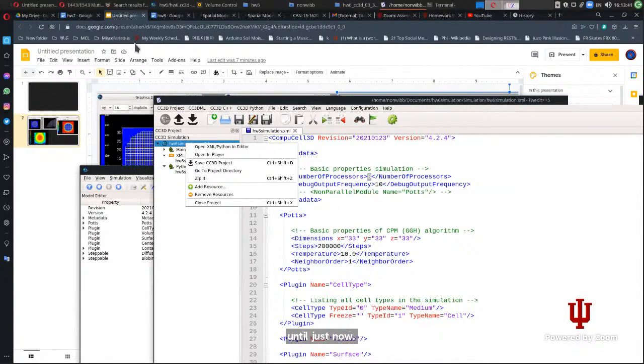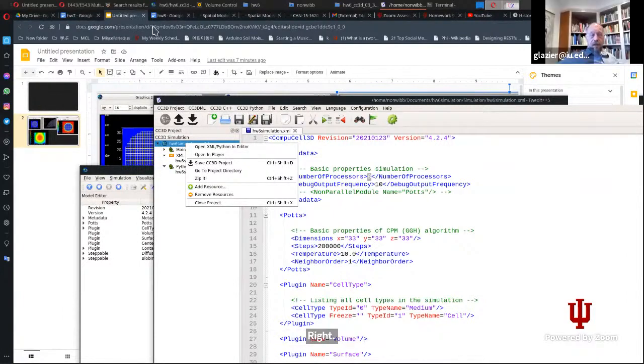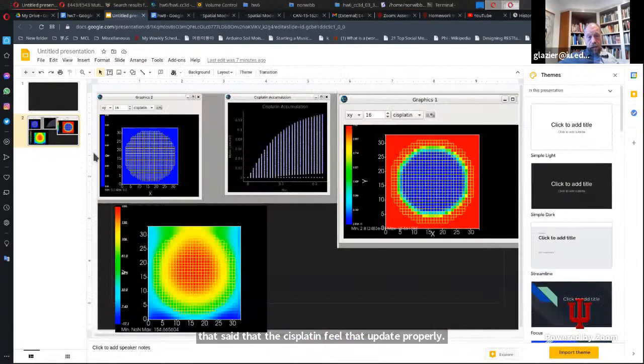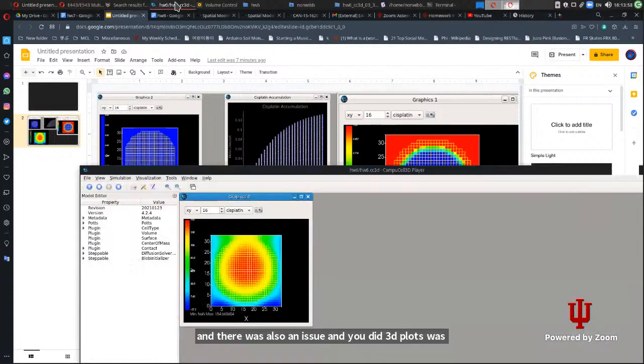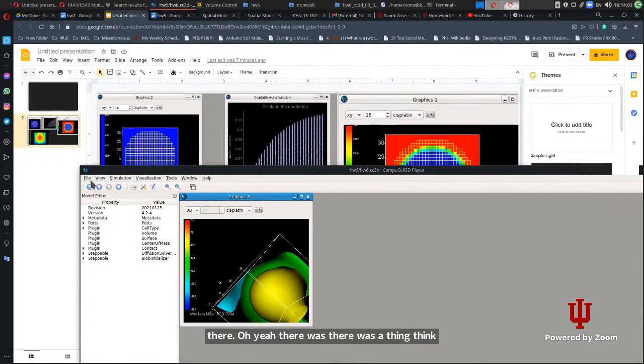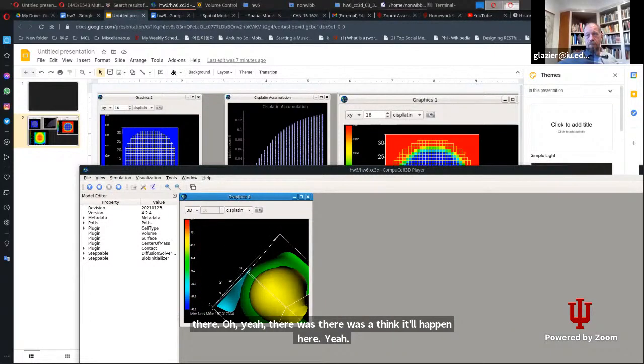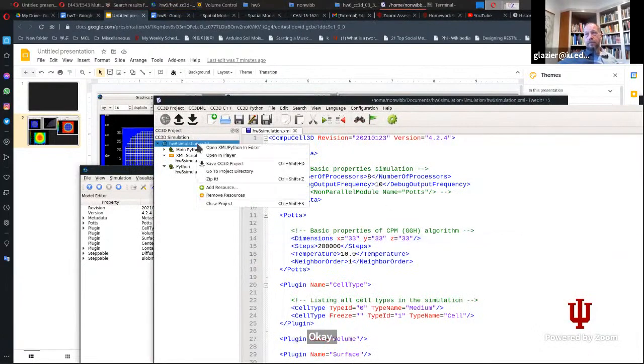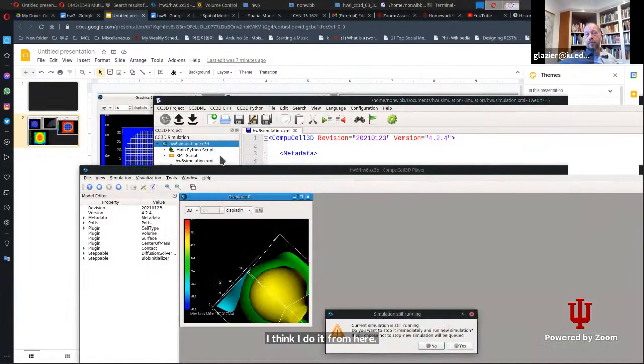All right. Was it that the cisplatin field didn't update properly when you multi-threaded it? And there was also an issue when you did 3D plots, wasn't there? Oh yeah, there was. I don't think it'll happen here. That one is okay. I think if I do it from here, open in player.